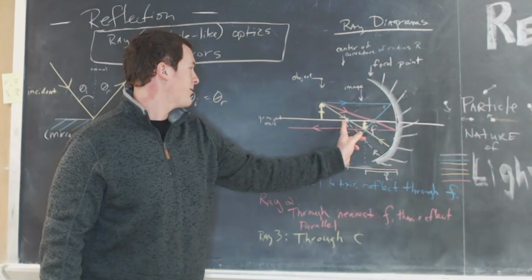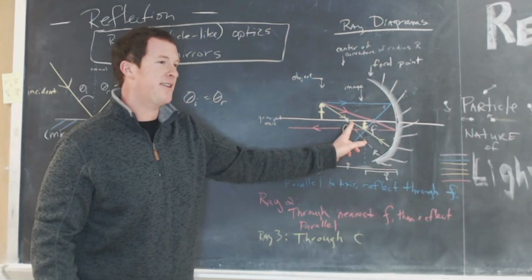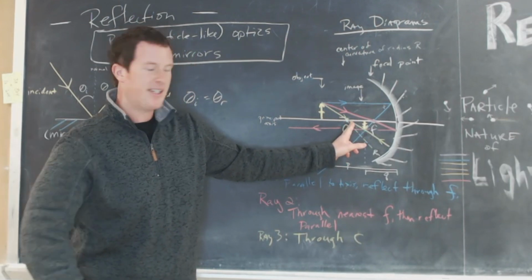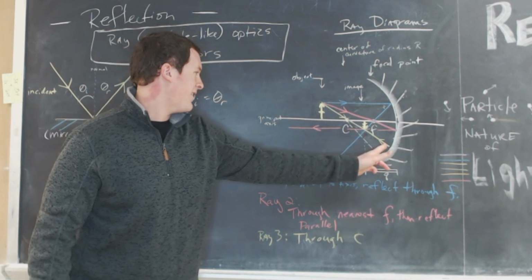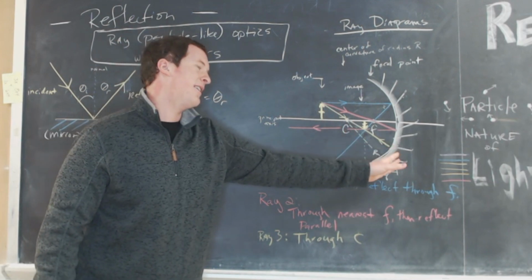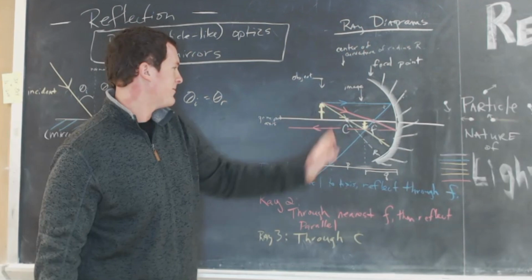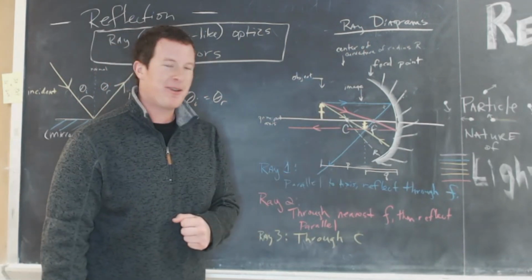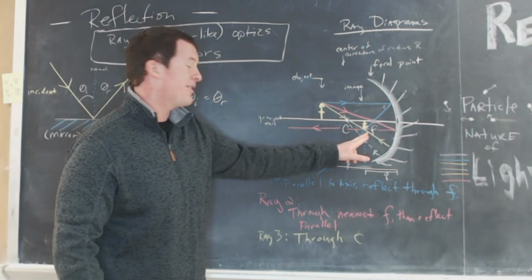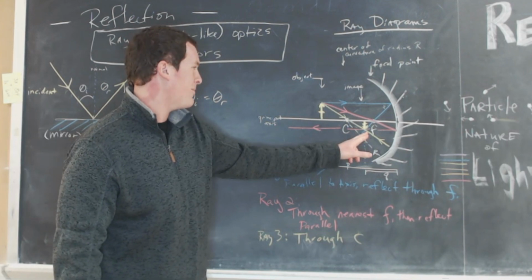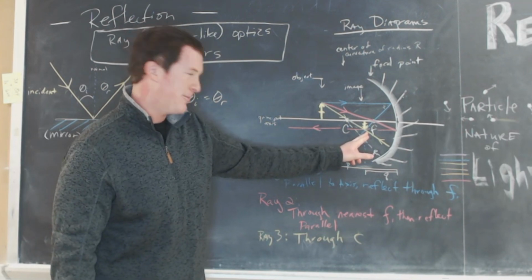This time you're going to go through a point known as C, which is the radius of curvature. You're going to draw it straight through that line, and it will reflect off the mirror and return straight back to where it came from. Now that you've drawn all your rays, you will see that they have all converged on one point, and that point is where your image will be.